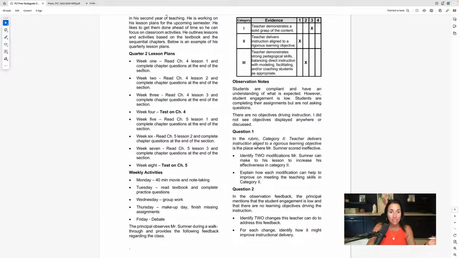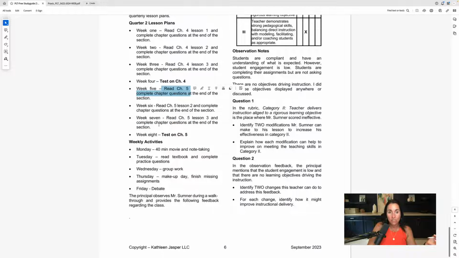All right, then we got a test. Then we got week 5, read chapter 5, lesson 1, and answer chapter questions. Okay, this is not good. This is the same old, and I can tell right away his students are going to be bored and not challenged, and there's nothing rigorous about this. The chapter questions might be somewhat rigorous, but just having them read and answer questions, this is not good.